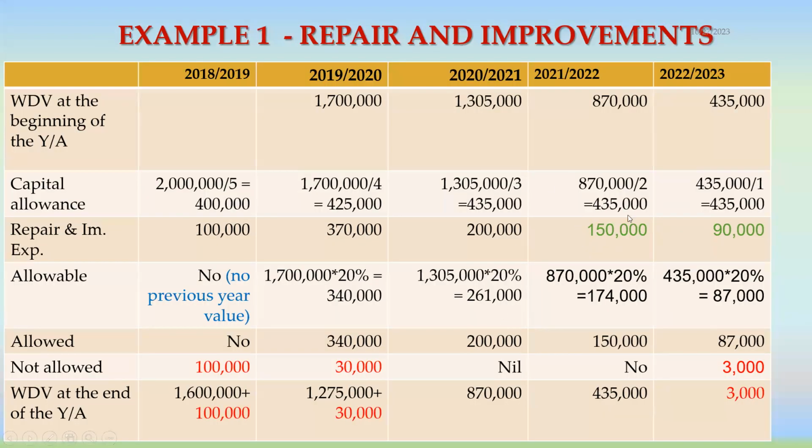Here now we have only 150. Repairs are not included here. So we have to apply the rate of 20% of the previous written down value. That is 24,000. But the incurred amount is lesser than that, so that lesser amount can be allowed as a deduction. Then we have only 435 as the end of the written down value. Consider it here.